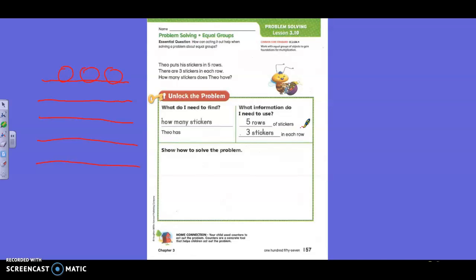Show how to solve the problem. Okay, I started drawing it right here, but let's do it together right now. Let's draw a picture. 5 rows: 1, 2, 3, 4, 5. Draw 5 rows. Now let's draw little stickers in each row. How many stickers in each row? 3. 1, 2, 3. 1, 2, 3. 1, 2, 3.